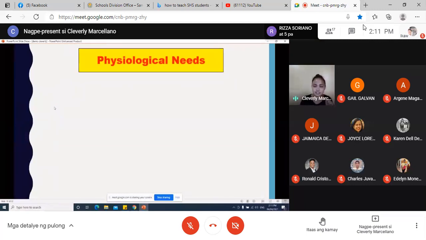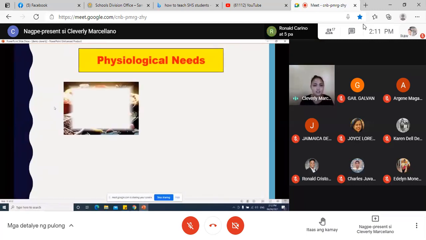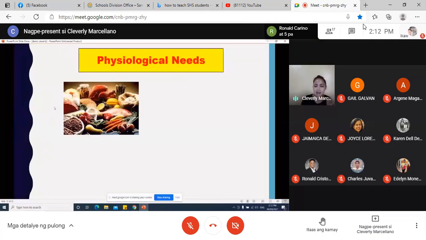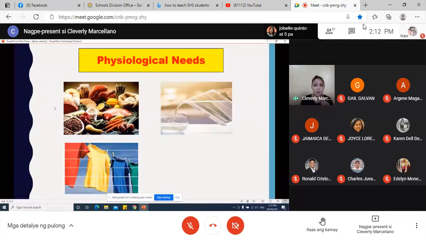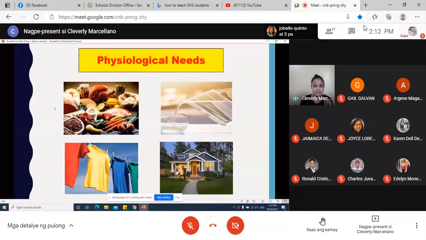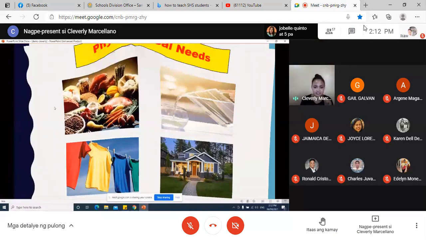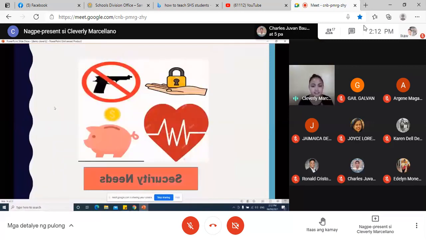What is physiological needs? Tama. Physiological needs, ito yung mga pangunahing pangangailangan natin para mabuhay. Tulad ng pagkain, tubig, damit, at bahay. Next is security needs. From the word itself, security, it is about our safety. It is about our personal safety, our health safety, and resource security.